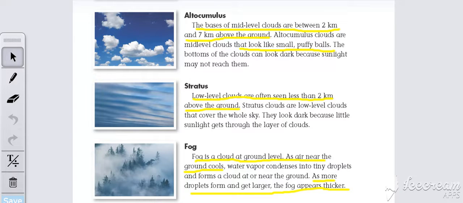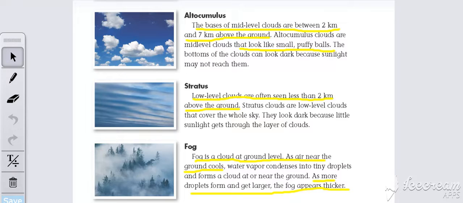The fourth type is stratus. They are low-level clouds. They look like sea waves, just normal clouds, very smooth and very close to the surface of the ground, of course. They can be formed at 2 kilometers above the ground, and they may be less, by the way. So they are low-level clouds, and they can look darker, of course, because only a little sunlight can pass through them.